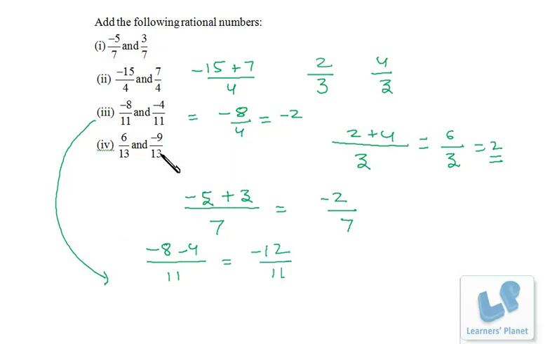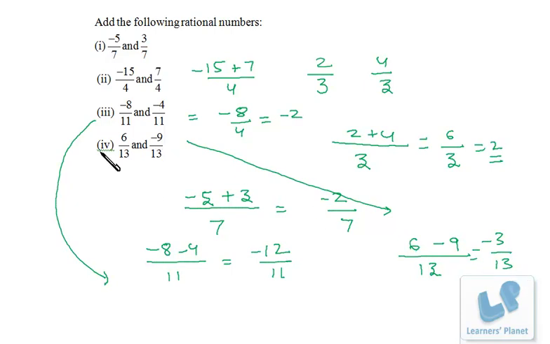Okay. Similarly, I take this. 13 common. This is 6 and this is minus 9. So 6 minus 9 is what? Minus 3, and this is 13. So addition of these two is minus 3 by 13.